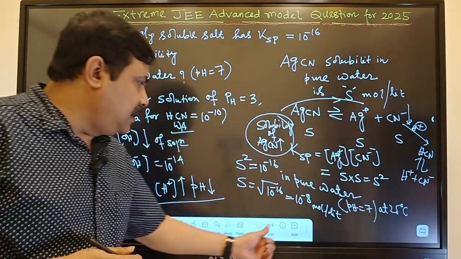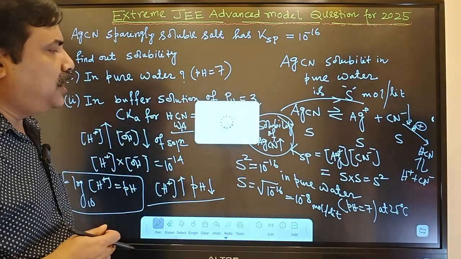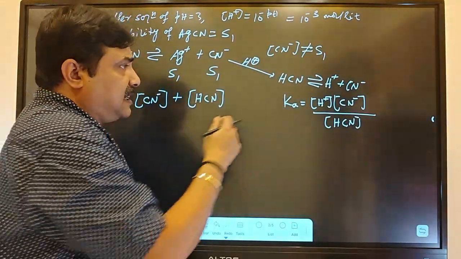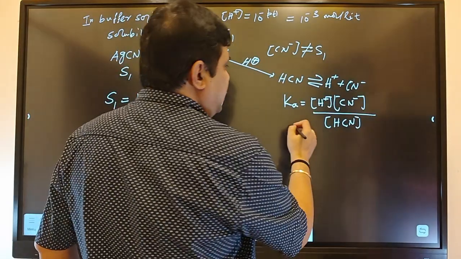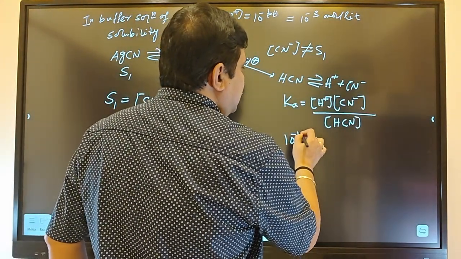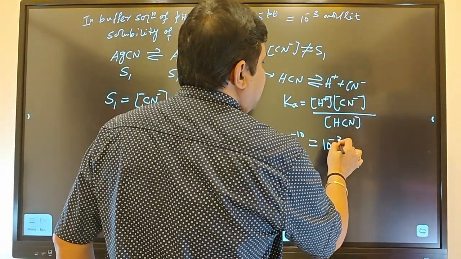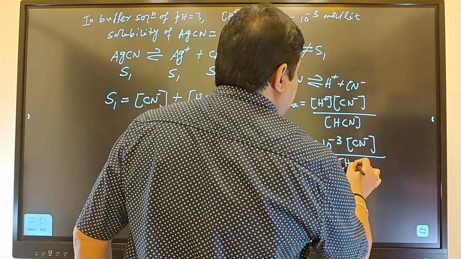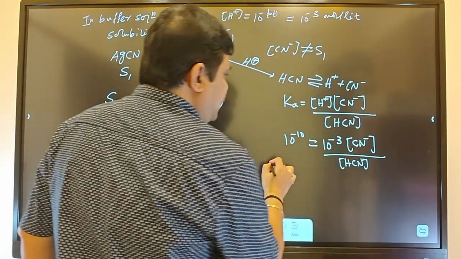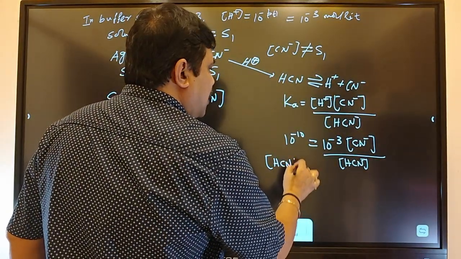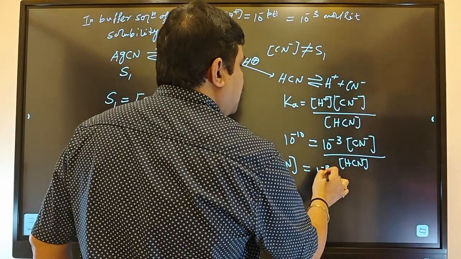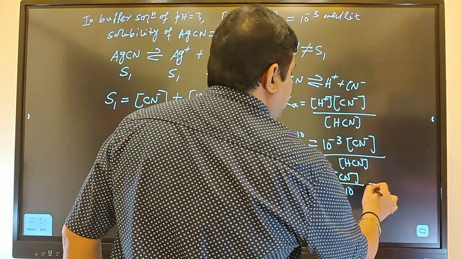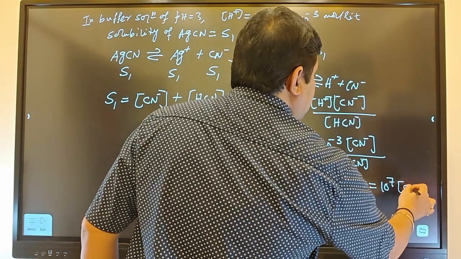So Ka for HCN is 10 to the power of minus 10, which they provided, and pH is 3. We are going to solve the problem in the second slide. So Ka equals the H+ concentration, which is 10 to the power of minus 3, times the cyanide ion concentration, divided by HCN. Then the HCN concentration, or molarity, will equal 10 to the power of minus 3 into the cyanide ion concentration divided by 10 to the power of minus 10, which equals 10 to the power of 7 into the cyanide ion concentration.